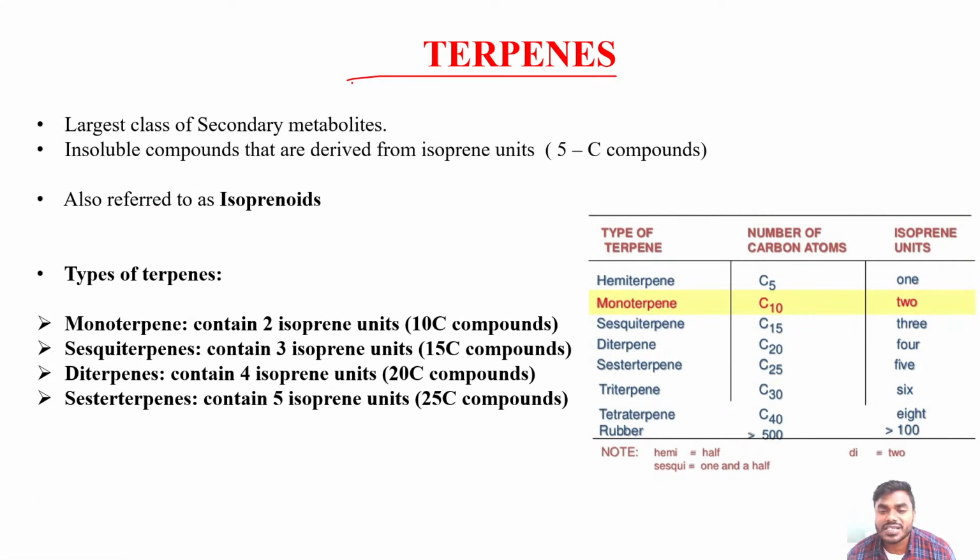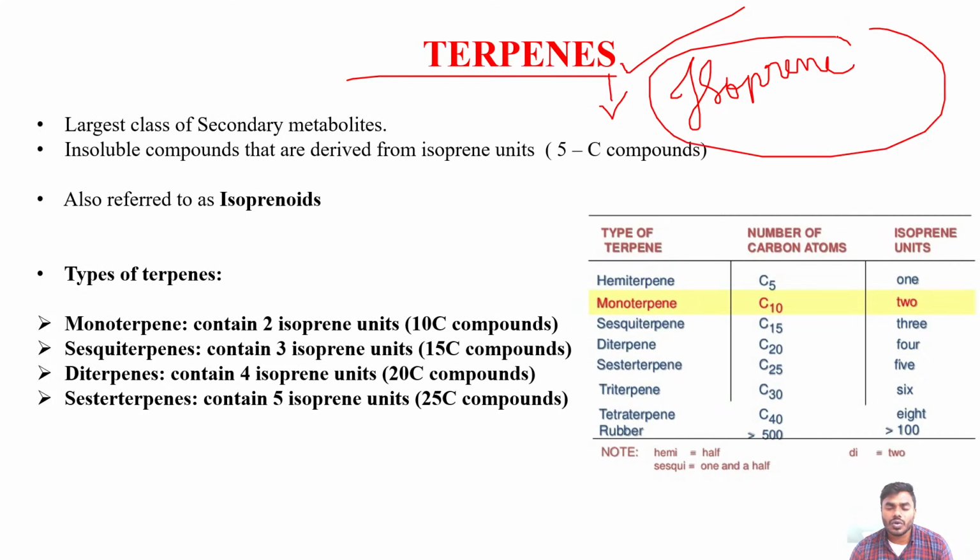Terpenes. What we discussed, terpenes are the largest class of the secondary metabolites. Friends, keep it in your mind. If we want to synthesize a terpene, what will we require? We will require a precursor, the starting compound. What is the starting compound involved in the biosynthesis of a terpene? The isoprene unit. Friends, how many carbons does an isoprene unit contain? Everyone remember, isoprene is a 5 carbon compound.